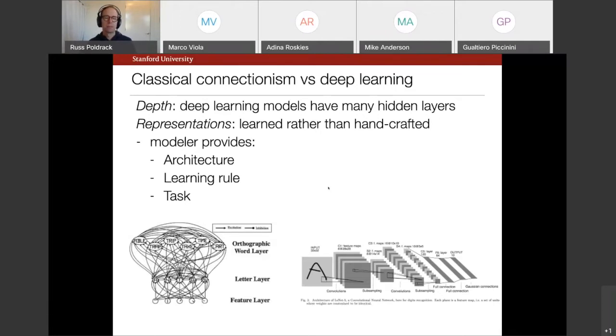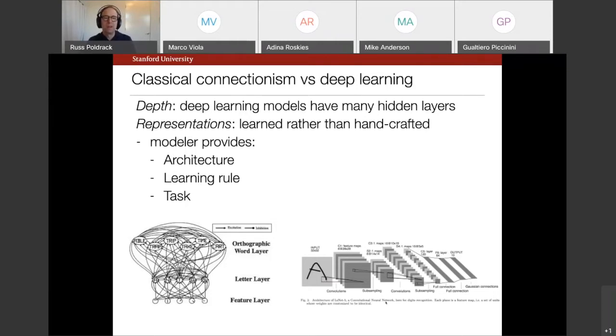In some ways, the main surface difference between what connectionist models did and what deep learning models do is the depth of the model, right? Whereas in classical connectionist models you usually might have one hidden layer plus input and output layers, in deep learning models you can have tens of hidden layers. The ability to learn those deep layers has come about through both algorithmic improvements and computational hardware improvements, as well as through the availability of lots of data.